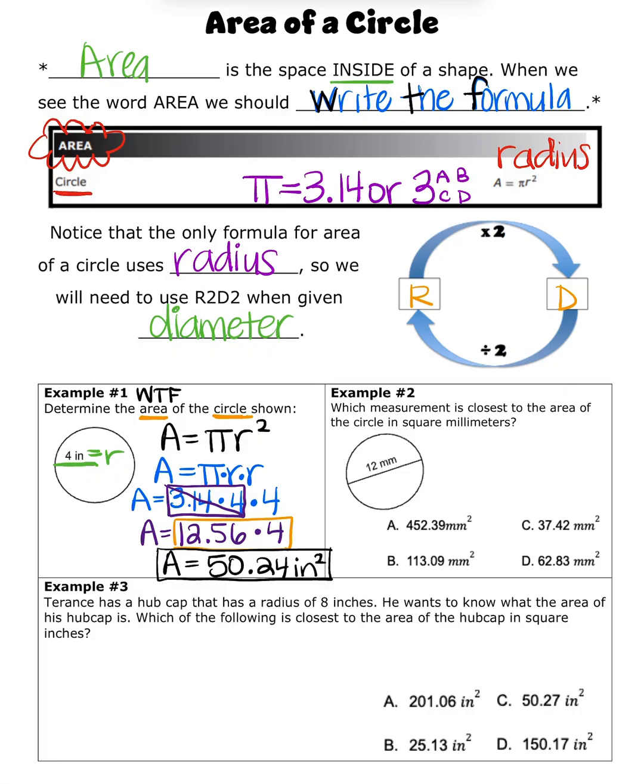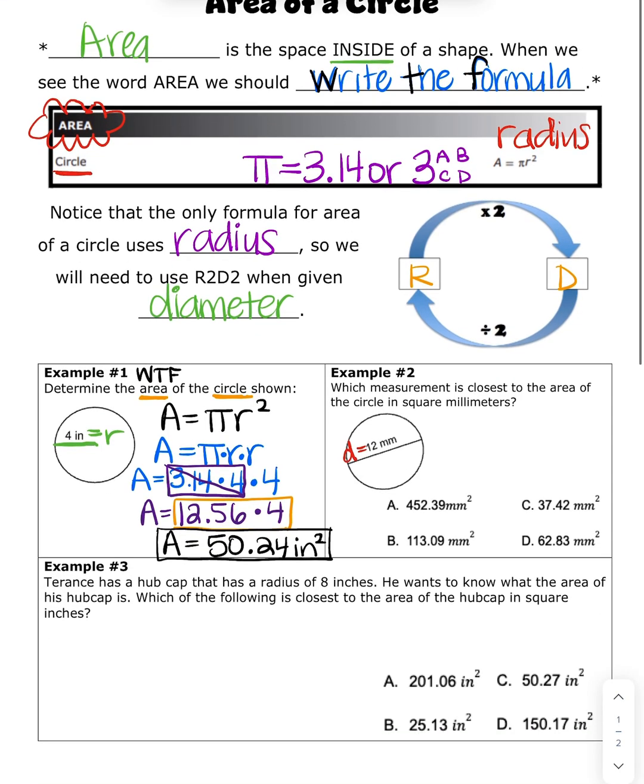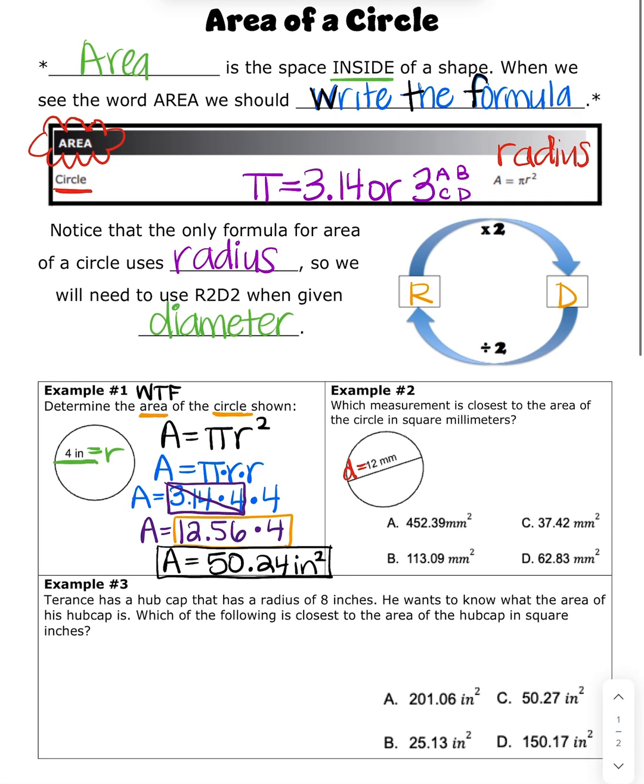So example number 2 gives us a picture again, but what you'll notice is in my first picture, my line went halfway across my circle, making it a radius. But in this picture, it goes all the way across the circle, making it a diameter. So I'm gonna go ahead and write D equals 12. So remember, we're always labeling what it is. D equals 12.